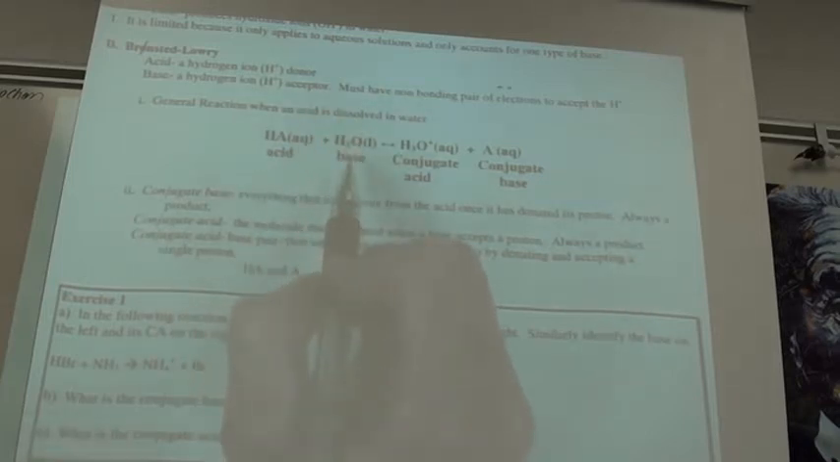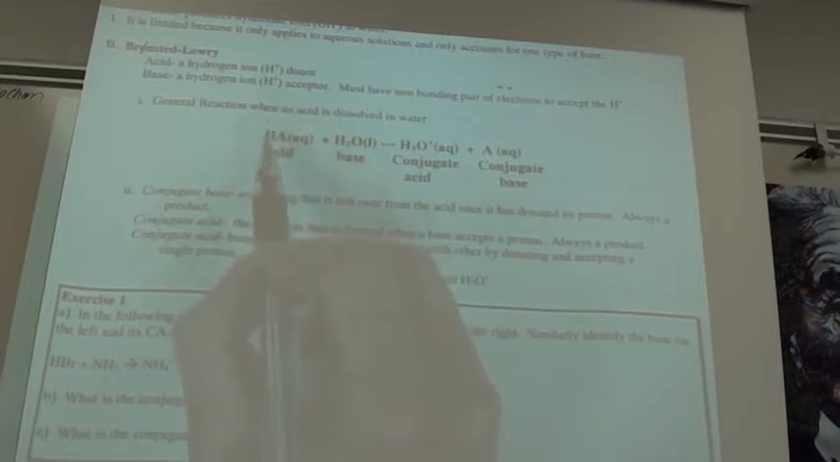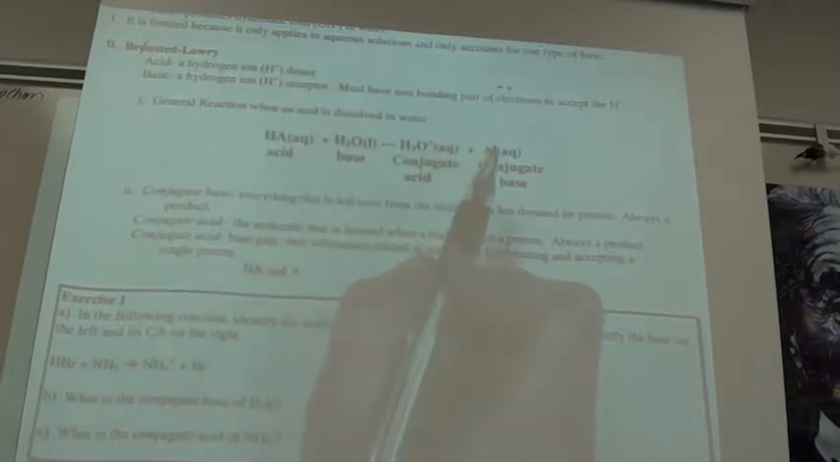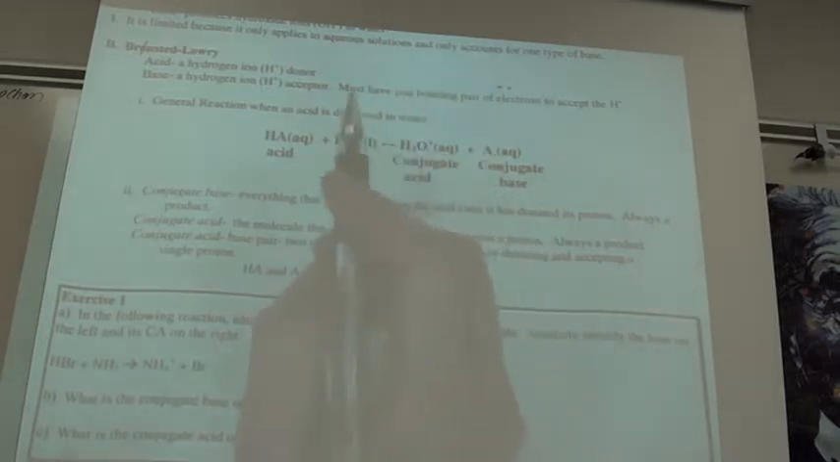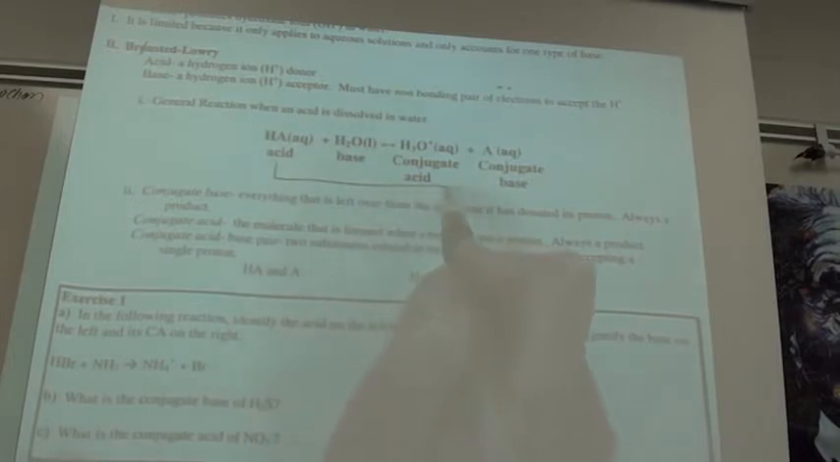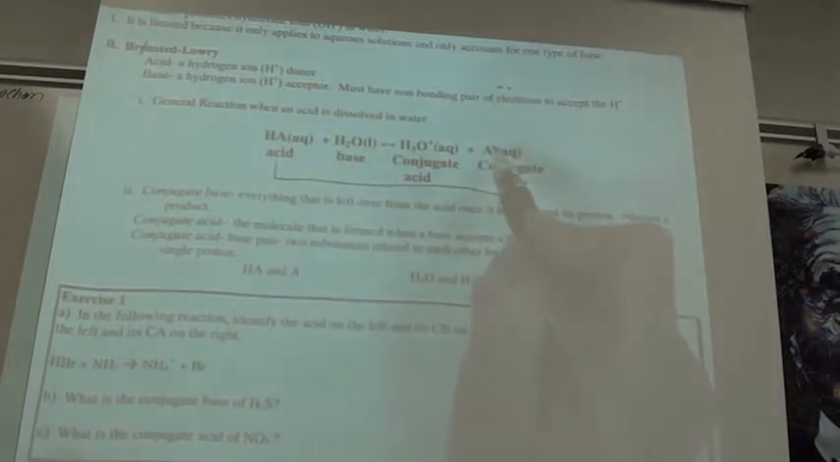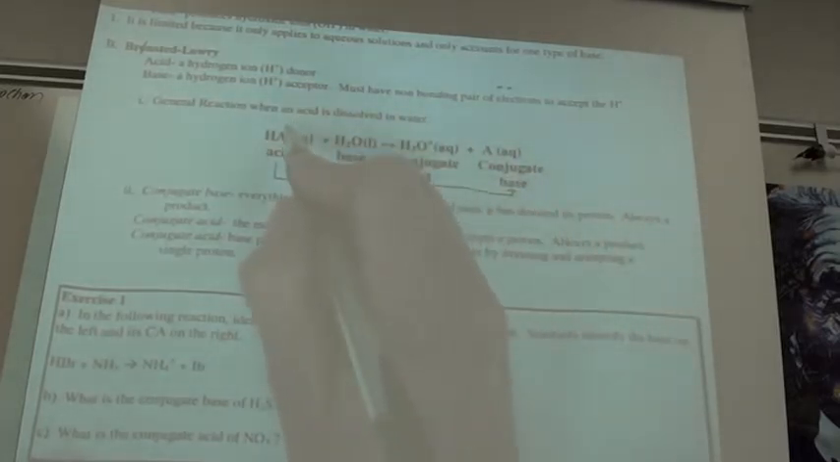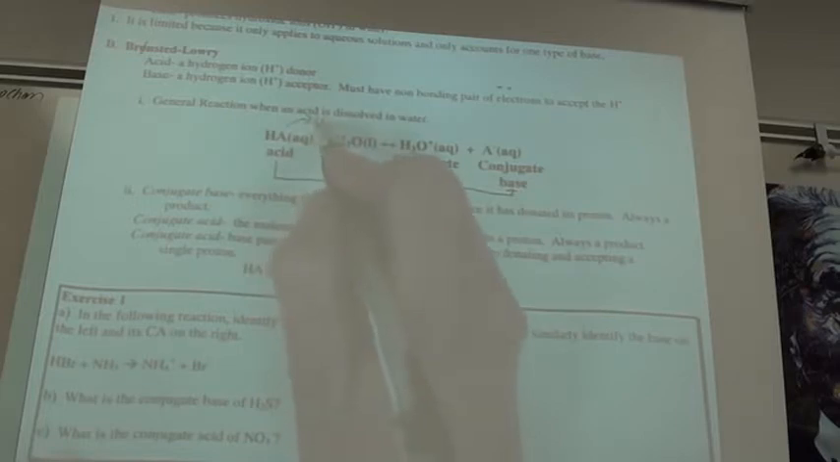A base is anything that accepts a proton. So in order to identify which is which, you need to find out which one has hydrogen. Well, they both do, so there's no help there. Then you need to look at the other side of the equation and see what happens. So HA, when all was said and done, became A minus. The difference is it lost a proton.